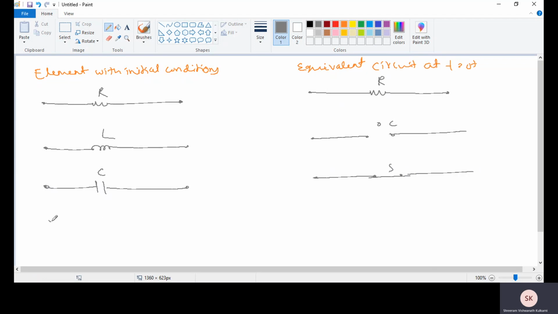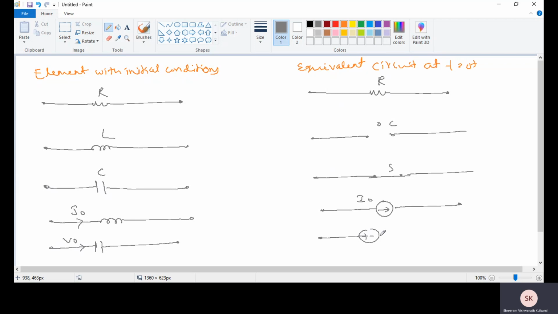Fine. Now coming to this, if the inductor has some initial current I0, then at t equal to 0 plus it behaves as a current source with the value of I0. And the same if the capacitor has the initial voltage of V0, okay, then it will behave as a voltage source at t equal to 0 plus with the V0 magnitude or value. Okay, now see this.